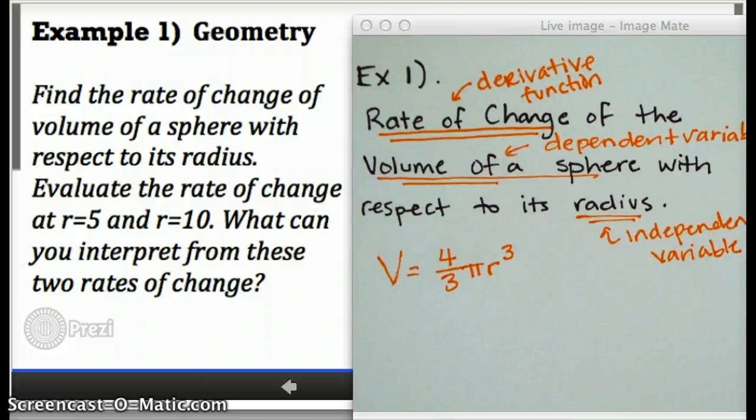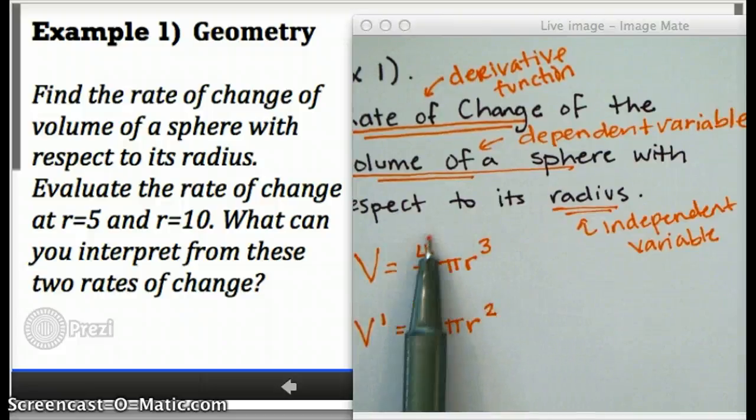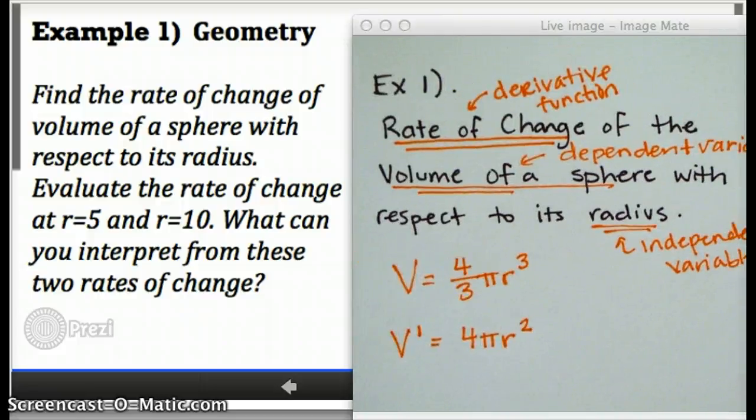Now that I have that formula, I can find the rate of change by taking its derivative, which just means multiplying the exponent in front and dropping the exponent by 1. Notice that when you multiply by 3, it cancels out the 3 on the bottom. And so the formula for the rate of change in this case is 4 pi r squared.